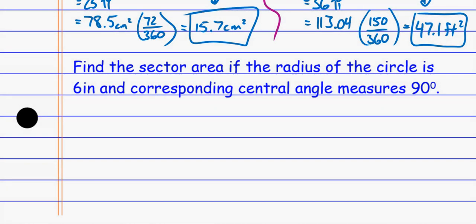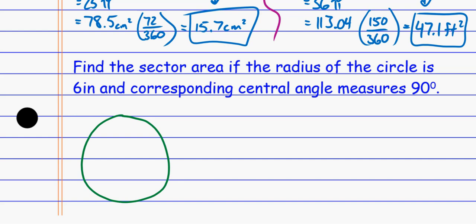If I look at something like this guy, it says find the sector area if the radius of the circle is 6 inches and the corresponding central angle measures 90 degrees. And so for something like this one, I would draw a picture. It's really a good idea to draw a picture, especially on this one.